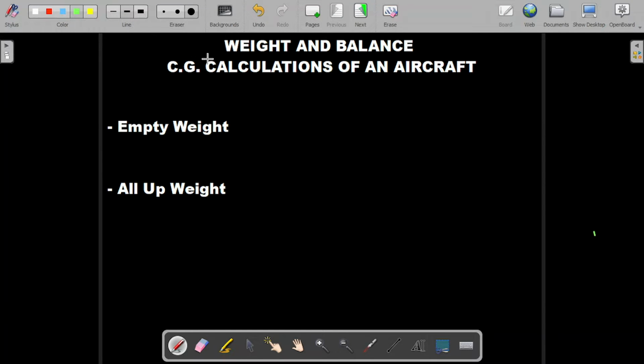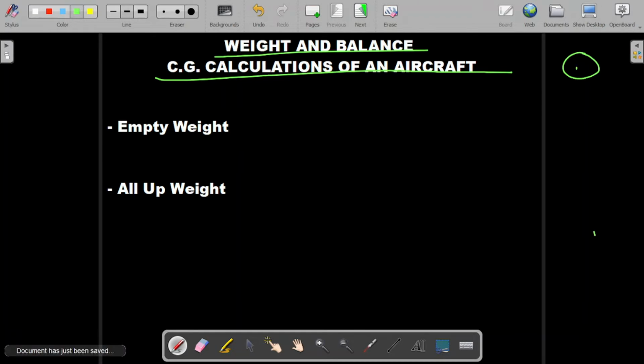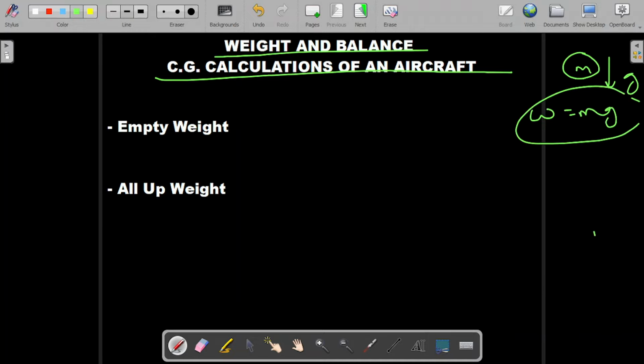Here we discuss short, simple topics about the aviation field. Today's topic of discussion is weight and balancing of an aircraft, or CG calculation of an aircraft. Weight, as we know, is any object having a mass getting pulled by gravity. So weight of the body is given by mass into gravity.